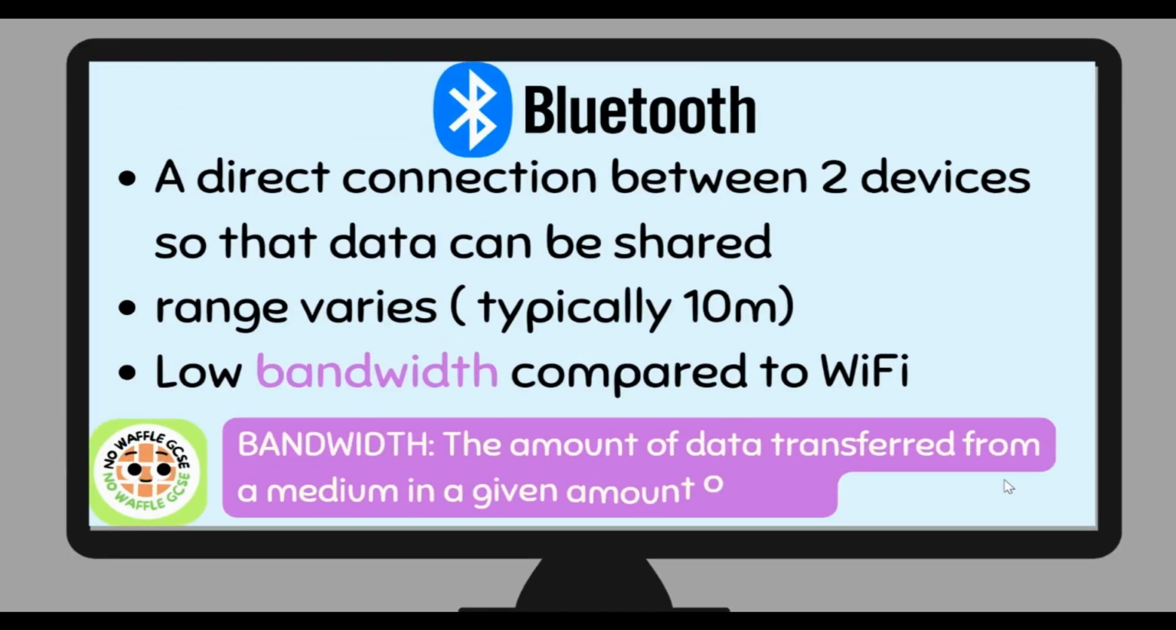Now, Bluetooth. Bluetooth is a direct connection between two devices so that data can be shared. In terms of the range over which data can be transferred, it's typically 10 meters or less. It also has low bandwidth compared to Wi-Fi. So what is bandwidth? Bandwidth is the amount of data that can be transferred from a medium in a given amount of time. So basically, Bluetooth can transfer much less data over time than Wi-Fi.